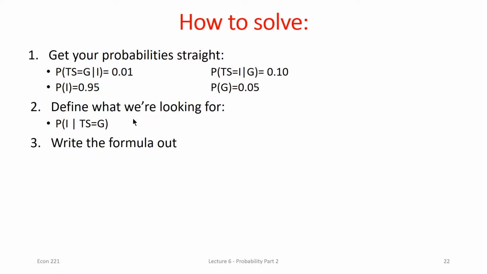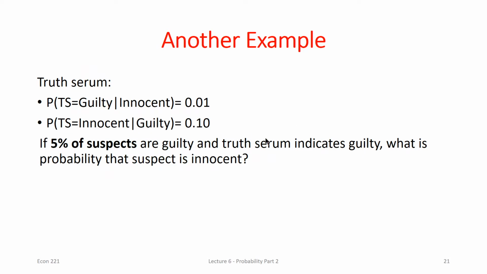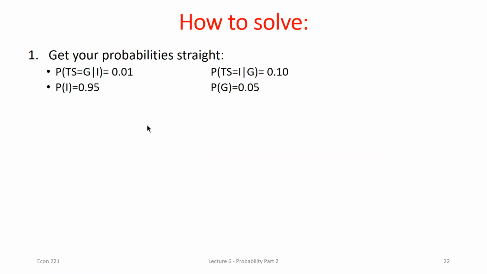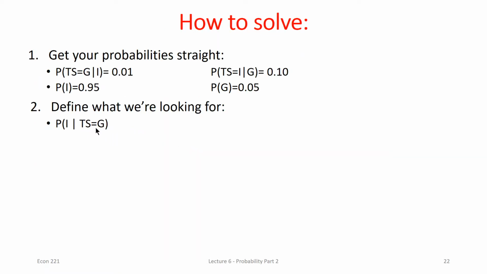So what are we looking for? Well, the question was, given that the truth theorem indicates that they're guilty, and once again, on an exam I'd write the word given in here, what's the probability they're actually innocent? So given that I see the truth theorem come back saying guilty, what's the probability they're actually innocent? This is my state of nature, and this is the outcome of my test. So this is E, this is S1.